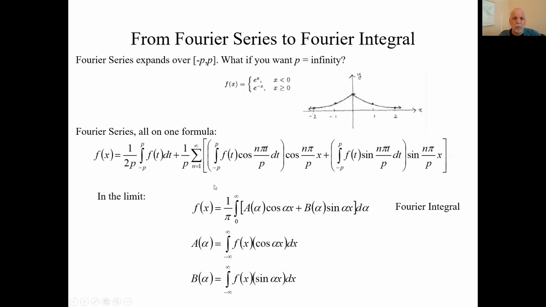These sums here become integrals. And what used to only take on non-zero values of discrete arguments, these coefficients, now are over the whole real line. So this is the Fourier integral, and these are the formulas for these coefficients that are inside that Fourier integral.